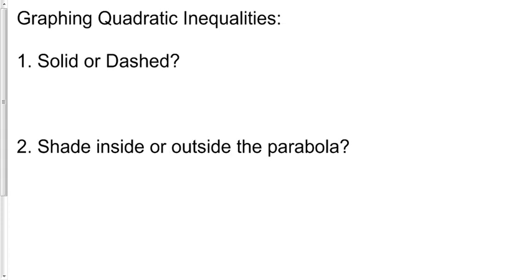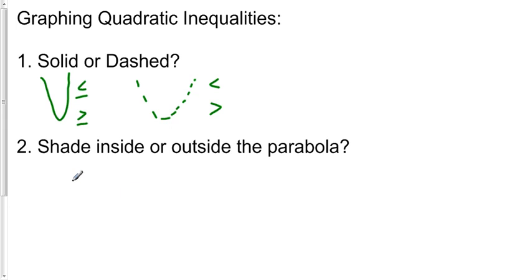So here are some things that you have to think about when you're graphing these inequalities. First of all, is your line solid or dashed? We're graphing parabolas here. A solid parabola looks like this, and you would only graph it solid if you see a little equal sign underneath your symbol, like greater than or equal to or less than or equal to. You're going to make your parabola dashed if you see strictly less than or strictly greater than. So ask yourself the question, is your line solid or dashed?